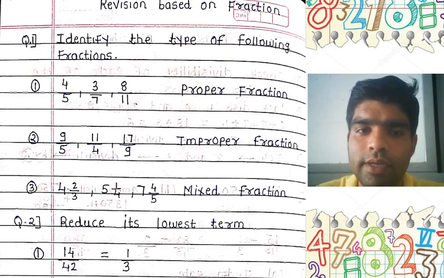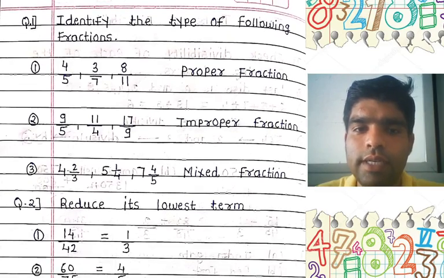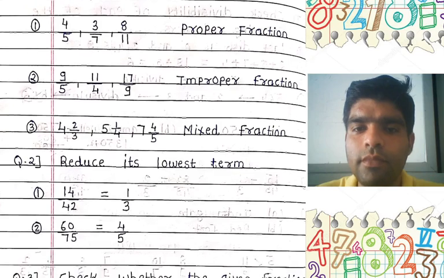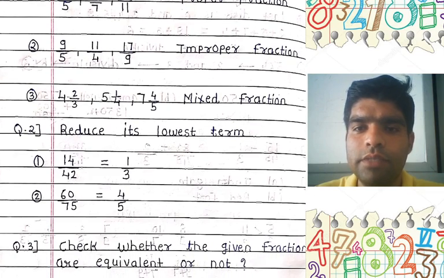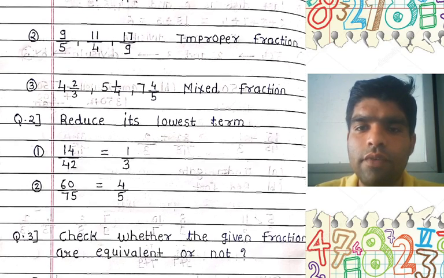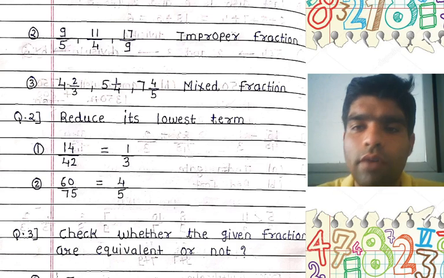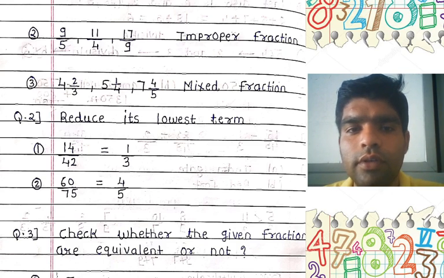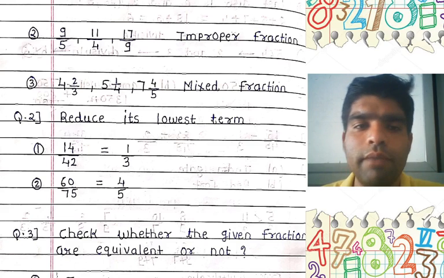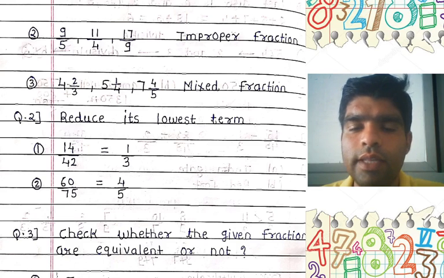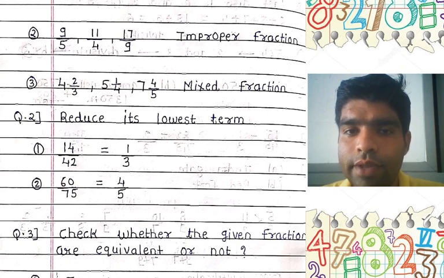Now we start with the second question. Reduce to lowest terms. Reduce to lowest terms means we have to use simple division. Okay. Now see the first example: 14 upon 42. Directly we use the multiplication table of 14, because 14 times 1 is 14 and 14 times 3 is 42. That is why your answer will be 1 upon 3. 1 upon 3 is the final answer.